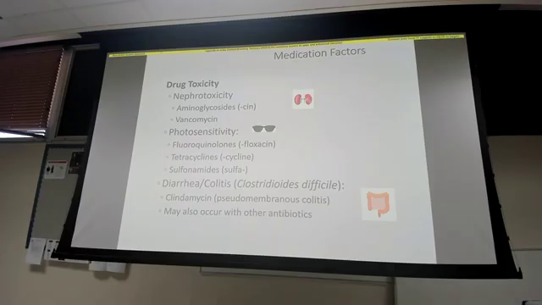So sometimes what you'll also see from that photosensitivity is their skin will get darker in some areas because of how sensitive their skin is to that light.